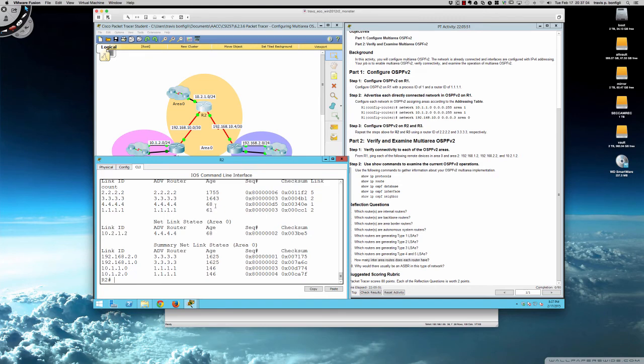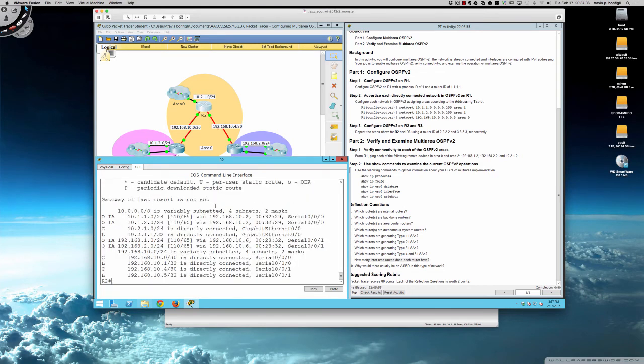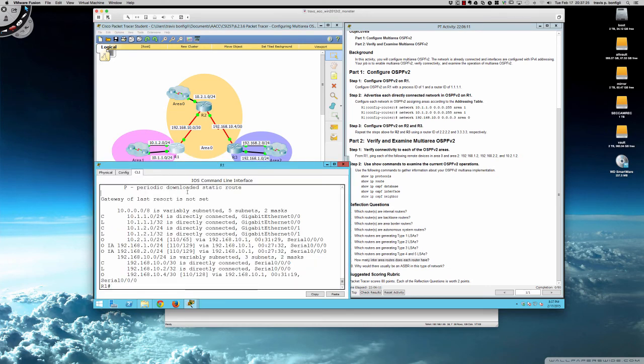Router 2 should have none, if I'm not mistaken. Oh, no, I'm sorry. That's right. He's picking them up. So he's all in area 0. So he's going to have the 2 from area 1 as well as the 2 from area 2, as you can see here with the OIA. Again, these are inter-area routes. And then router 1 should be just like router 3, show IP route with his 2. Right. So there they are.